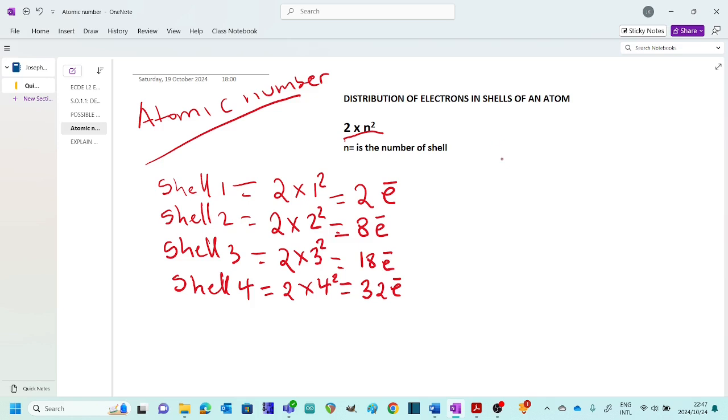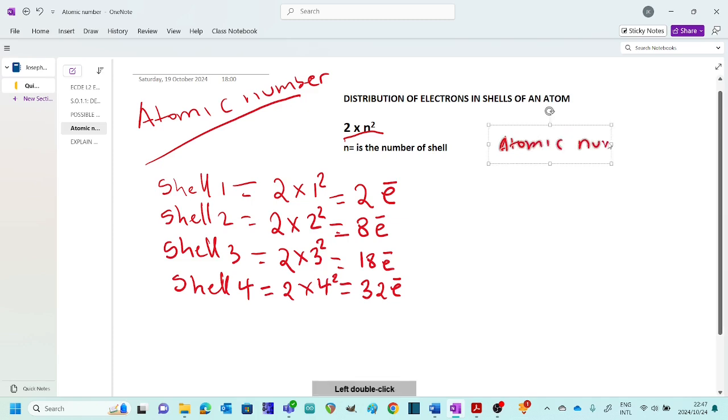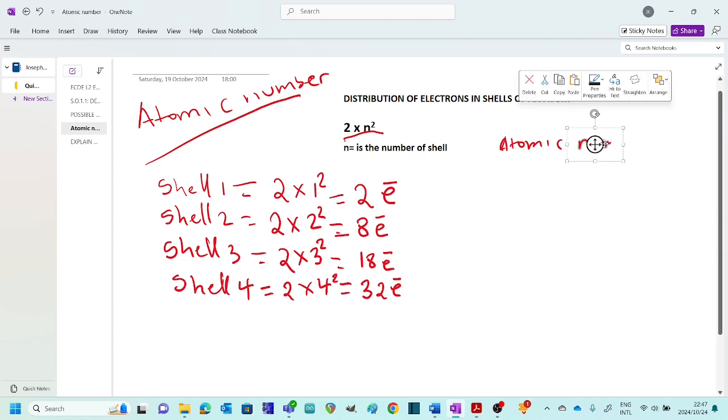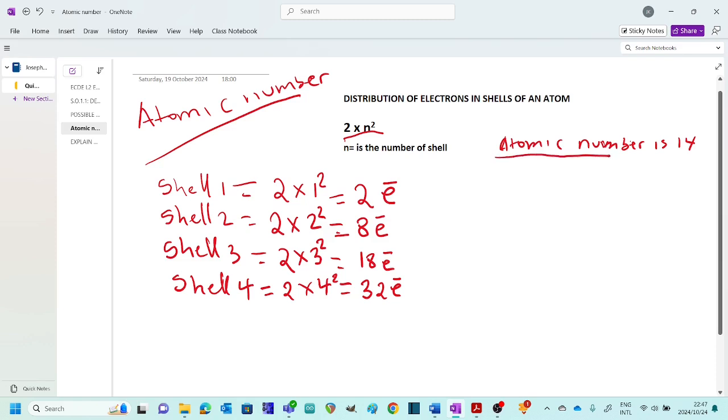Let's say an element given to you has an atomic number 14. If the atomic number is 14, and they ask you to distribute 14 electrons in different shells, how would you do it?